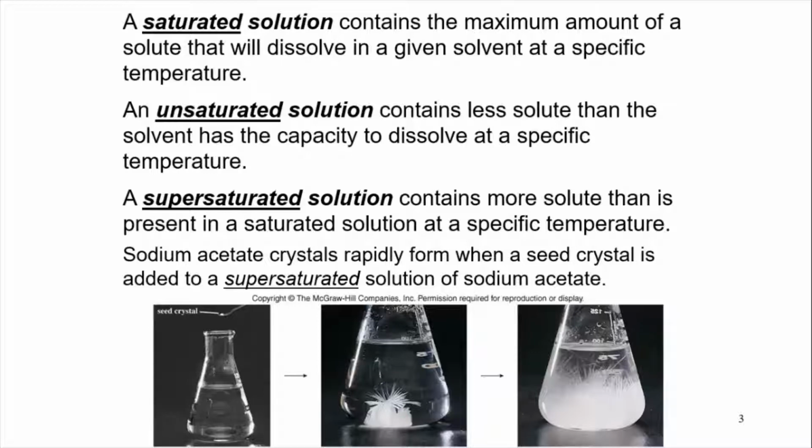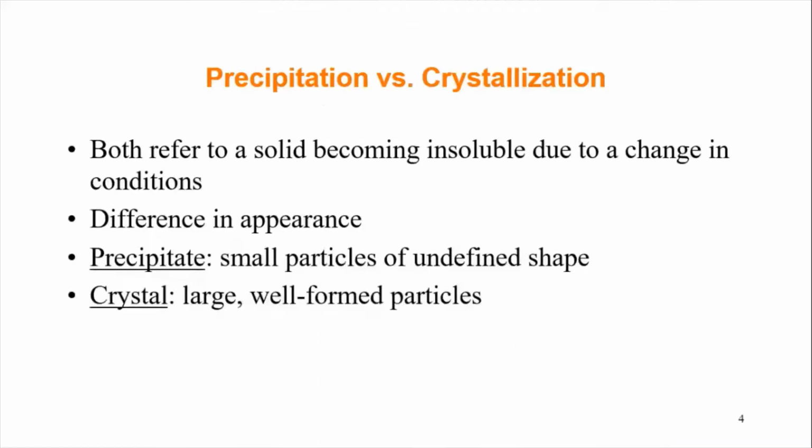Beautiful crystals. You can sometimes achieve this by simply putting in a glass rod and scratching the inside surface of the flask. That by itself might nucleate the process of having these sodium acetate crystals form inside this flask. All right. Now, when you look at this process, it might remind you of something we studied in the past, which was precipitation reactions.